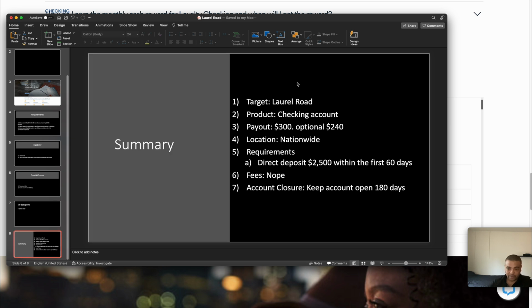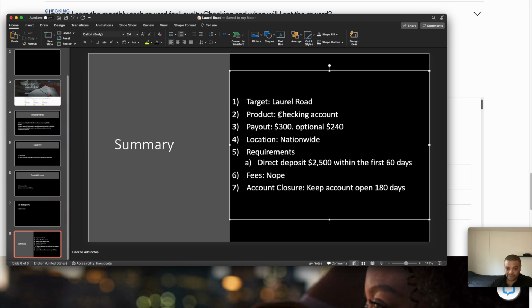So we go back to our summary slide here to put it all together. We knew it was Laurel Road. Technically, this is a loyalty checking account, is what they call it, so we'll name it that. Let's make capitalization, because that's important. Loyalty Checking Account. Payouts $300, optional $240. We're going to say nationwide because there are no state exclusions on the list.